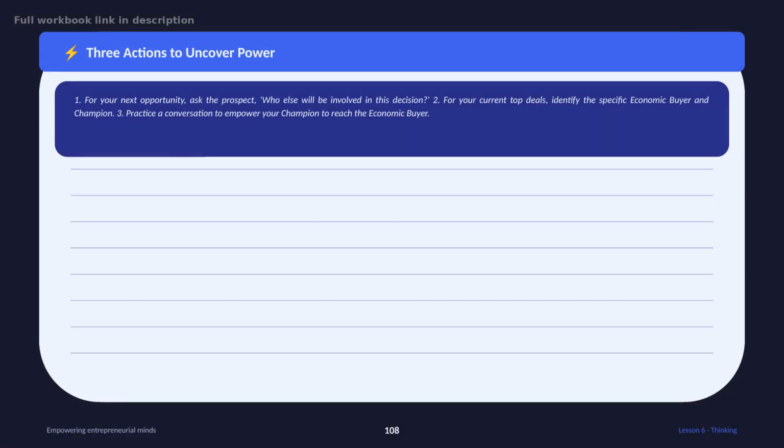3 actions to uncover real power on your next deal. Ask the prospect directly, who else will be involved in this decision? Identify the specific economic buyer and champion on your current top deals. And practice a conversation where you empower your champion to actually reach the economic buyer. Next time, we take this decision maker profile and build the actual playbook you'll use to reach and engage this person.